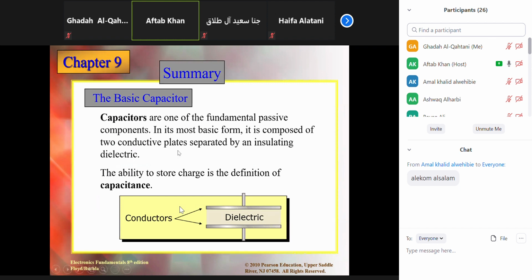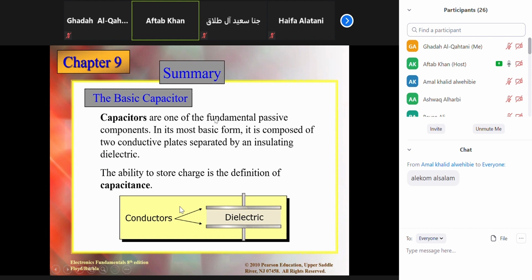So what is a capacitor? You know that there are two conducting plates, okay, and in between that we fill a dielectric, yani what we call an insulator. It could be air, it could be some dielectric material we filled here.